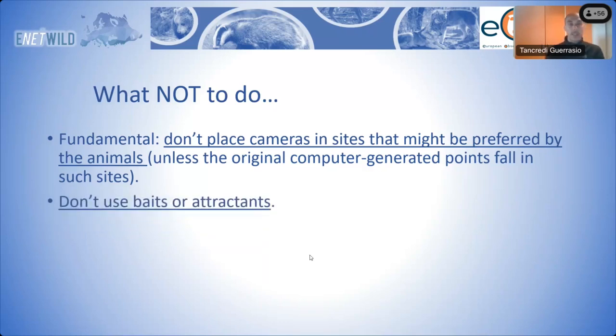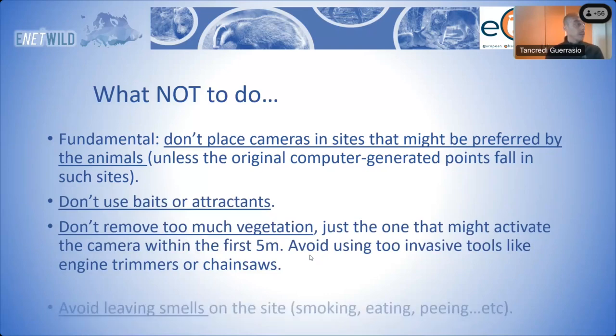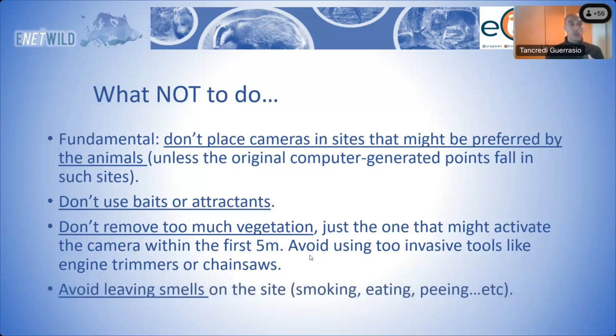Then baits or attractants shouldn't be used at all, because this would definitely alter our result. And the vegetation removal should be limited to the least possible. Too invasive tools like chainsaws and engine trimmers shouldn't be used. Hand tools are going to do the job perfectly, as you're only going to have to take off a little grass or branches and so on. And finally, very important, try to avoid leaving any smell. So no smoking or eating near the site of camera placement, as this could alter the animal behavior for quite some time.